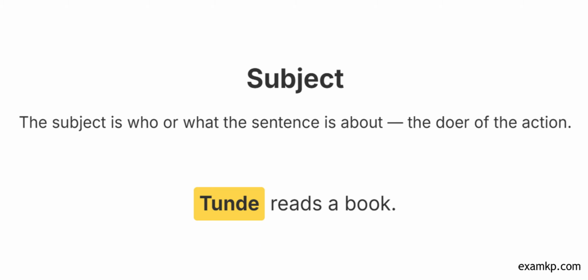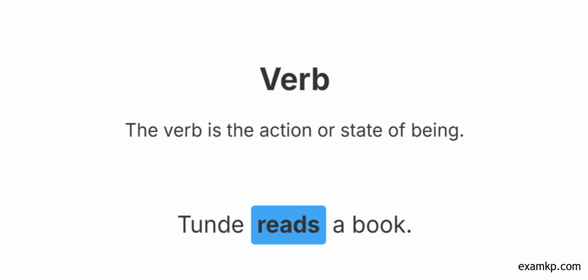The subject is who or what the sentence is about, the doer of the action. For example, in the sentence, Tunde reads a book. Tunde is the subject because he is the doer of the action, reading. Then we have the verb. The verb is the action or state of being. In the sentence, Tunde reads a book. Reads shows what Tunde does, which is reading.